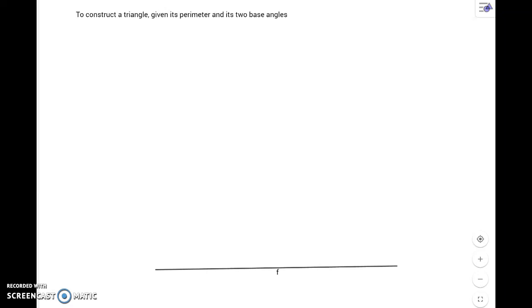So we are supposed to construct a triangle whose perimeter is given and the base angles are given. So what we are going to do is first draw a line segment which measures the whole perimeter of the triangle, in which case all the three sides are within this particular line segment, which is called F here. So this measures all the three sides together, which is nothing but the perimeter of the triangle, which is given in the question.